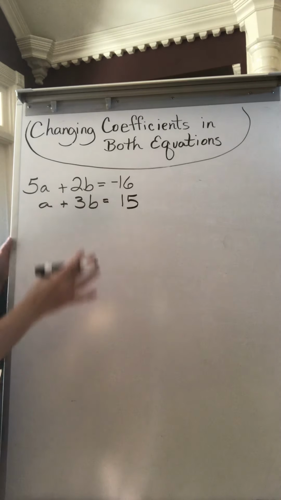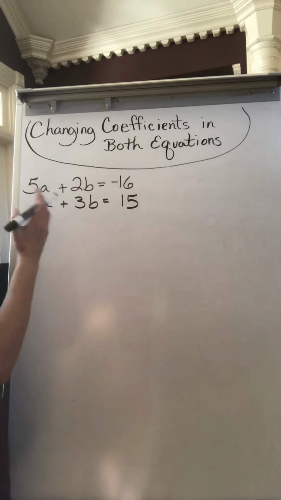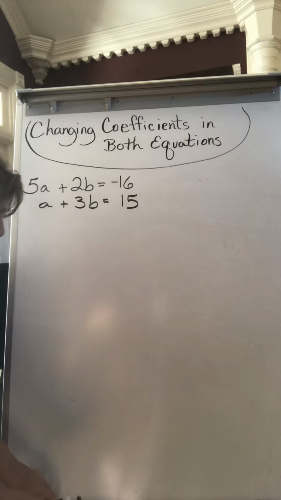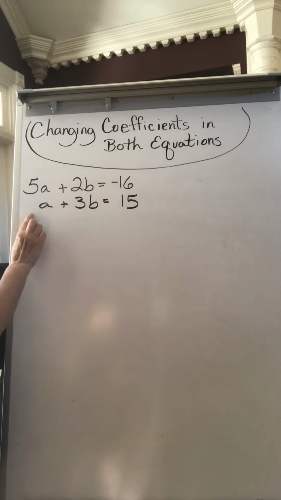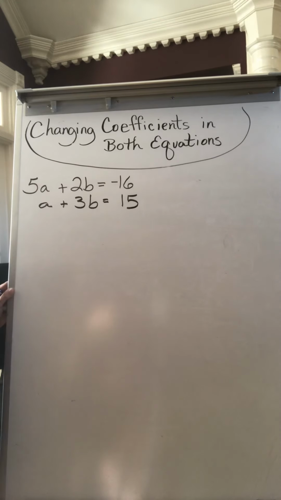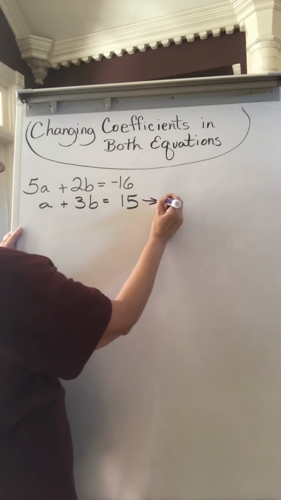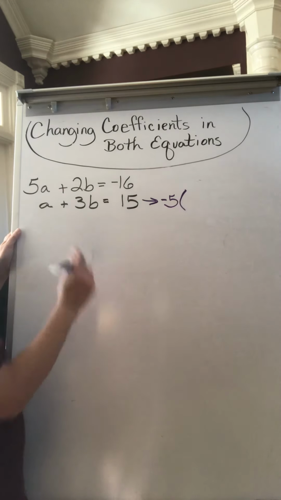All right, first thing I look at: can I cancel anything out? No. So I will have to fix it so that I can cancel something out. If I had a -5 here, I could get rid of it, correct? So I'm going to go right out here to the side and multiply this equation by -5.